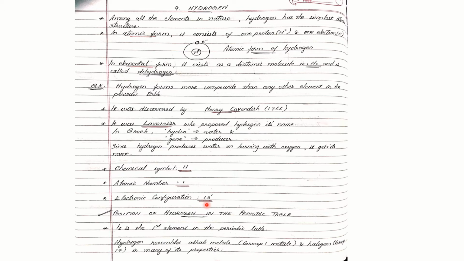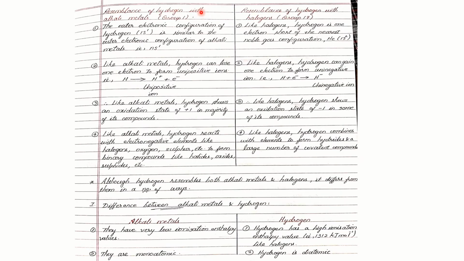Now we move on to the next important topic, which is position of hydrogen in the periodic table. Students, this is a very important topic in this chapter and surely you can expect this question in your exam. Hydrogen holds a unique position in the periodic table. It is the first element in the periodic table, and you will find that it resembles alkali metals, which are group 1 metals, and halogens, which belong to group 17 in many of its properties. Now let us see how hydrogen resembles alkali metals and halogens in its properties.